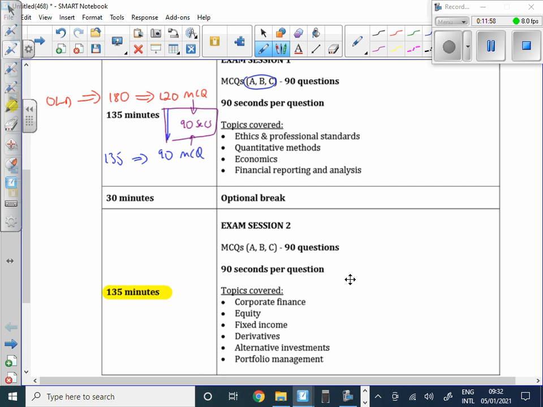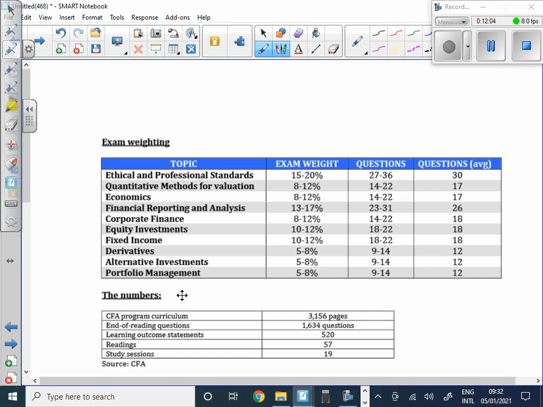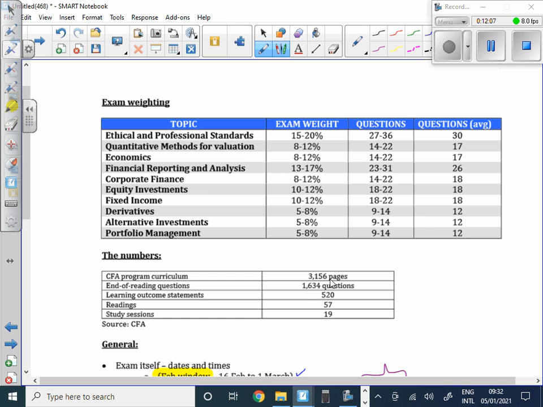Okay, and in the past, what would happen? All your 10 topics, and here are your 10 topics. I'm just going to take you down a page. Here they are: ethics, quants, economics, FRA, which is financial reporting and analysis. You've got corporate finance, equities, fixed income, derivatives, and alternatives. And by the way, 6 through 9 are your 4 major asset classes: equities, bonds or fixed income, derivatives, and alts. And then you've got portfolio management, which makes up a vast portion of your CFA level 3 material.